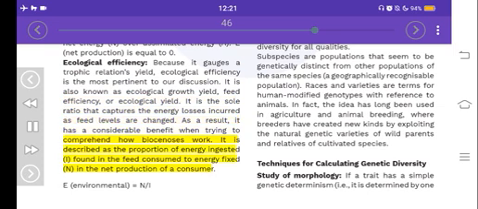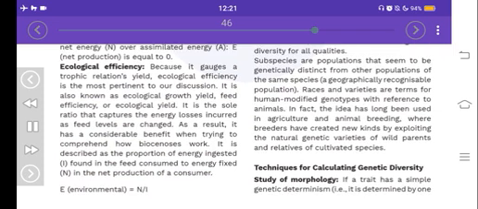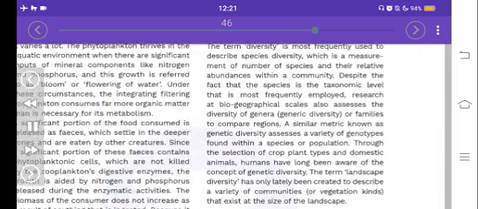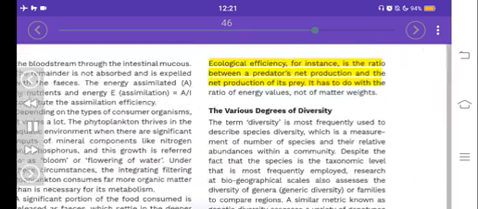It is described as the proportion of energy ingested, I, found in the feed consumed to energy fixed, N, in the net production of a consumer. Ecological efficiency equals N over I. For instance, ecological efficiency is the ratio between a predator's net production and the net production of its prey. It has to do with the ratio of energy values, not of matter weights.